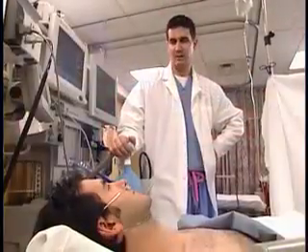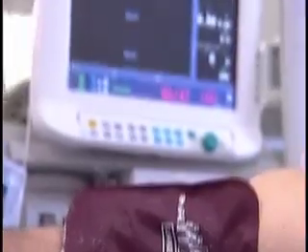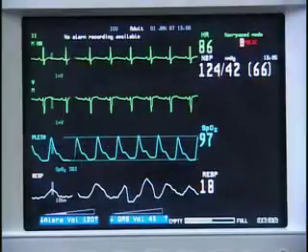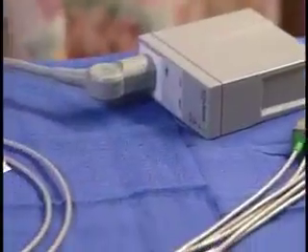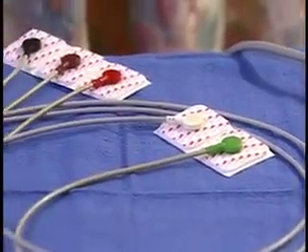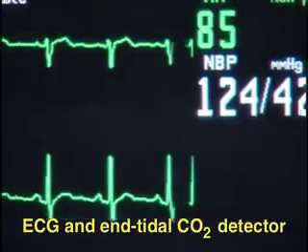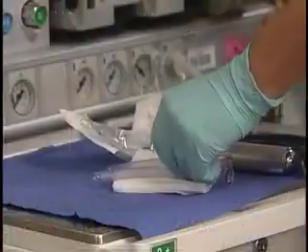You should continuously monitor your patient's level of consciousness. Other monitors include a blood pressure measurement device, a pulse oximeter, and devices to monitor heart rate and respiratory rate. Although current American Society of Anesthesiologists guidelines do not absolutely require them for conscious sedation, we also recommend an electrocardiogram and an end-tidal carbon dioxide detector.